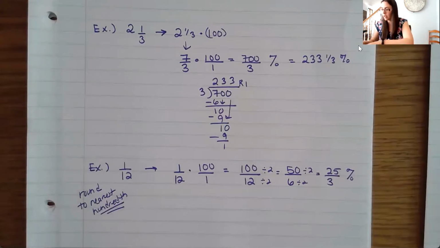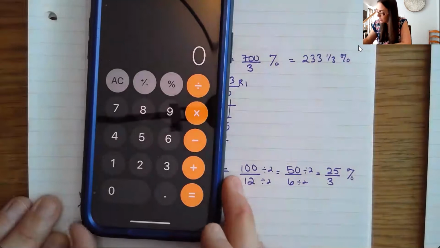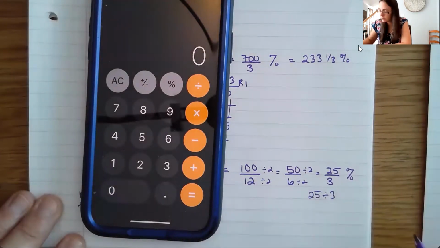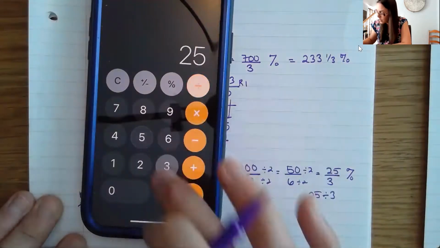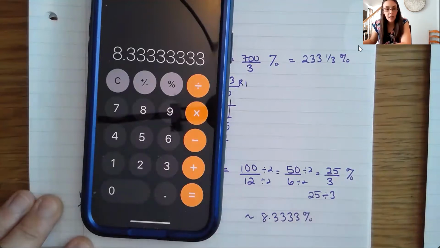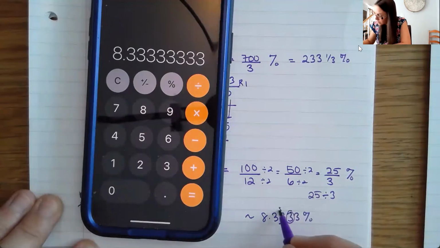And I'm just going to go right to my calculator. And remember that we just type in 25 divided by 3. So I get about 8.3333%. And I want to round to the nearest hundredth. This is small, so this is going to stay. So it's about 8.33%.